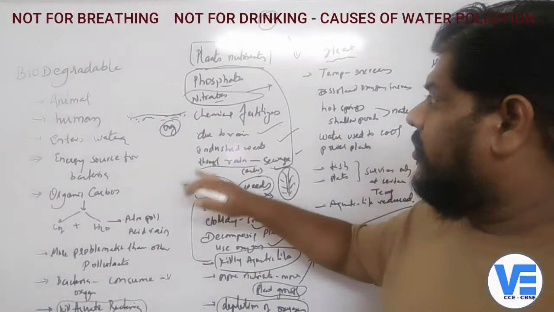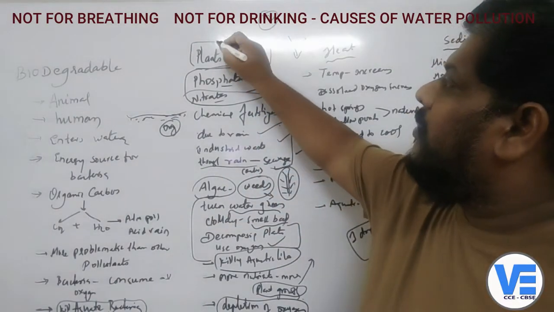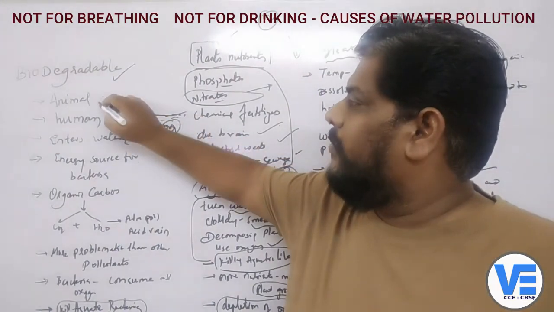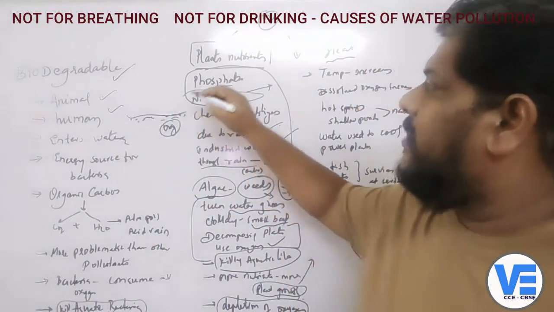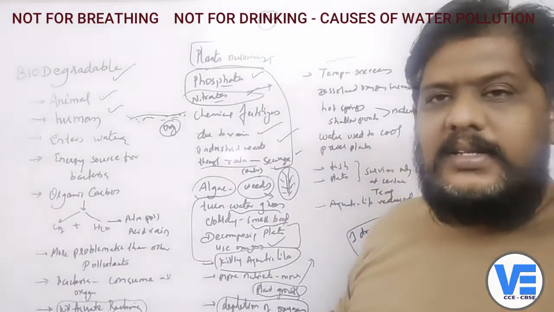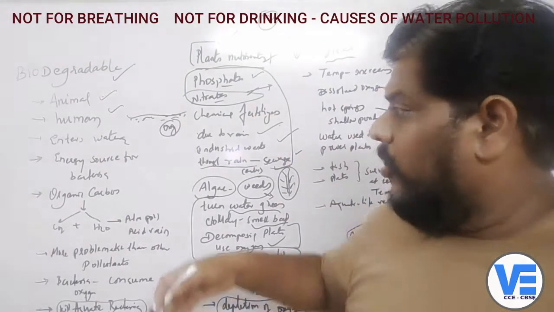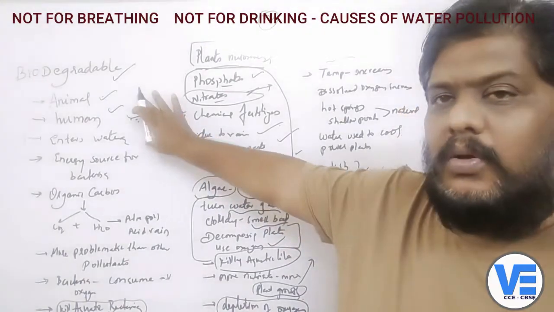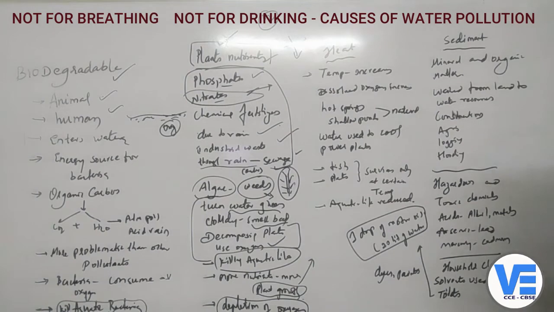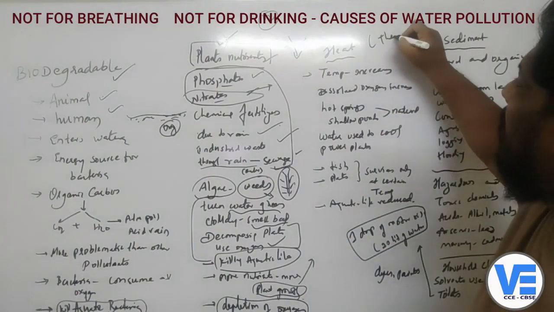So these are all the different sources by which the water is getting polluted, because of the biodegradable waste from the animals and human beings, and also the nutrients from the plants, that is phosphates or nitrates, and chemical fertilizers. So all these are polluting the water. Now coming to the third one, the heat, which is called thermal pollution.